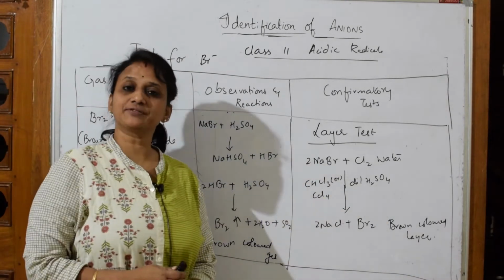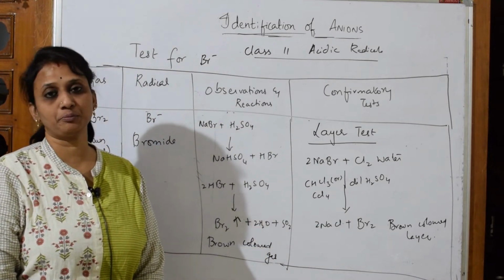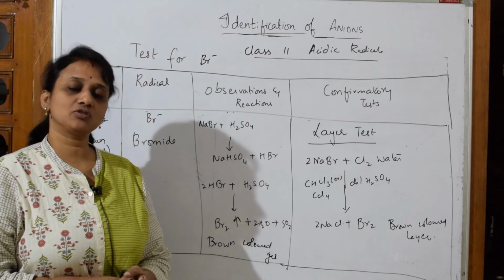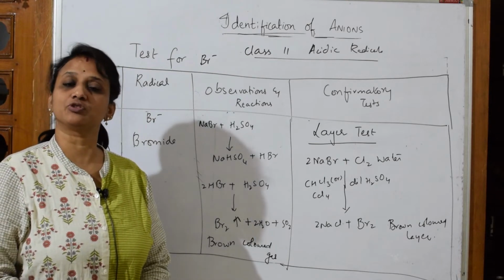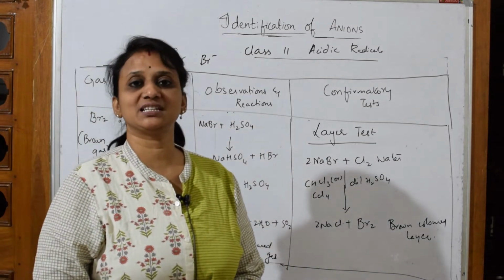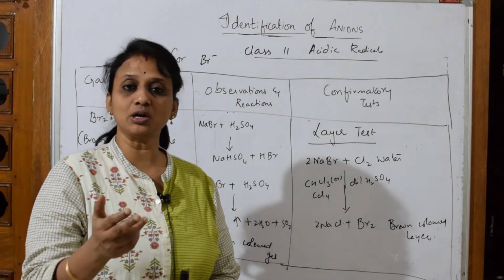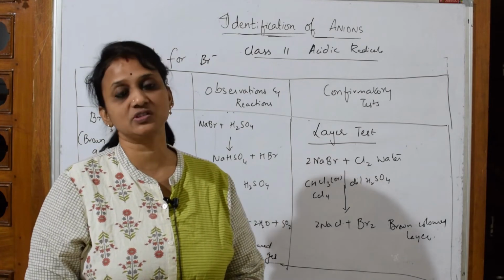Right. So after the analysis of the chloride anion, let's come back and do how to test for bromide anion. These acidic radicals are all going to respond with concentrated sulfuric acid. But remember one thing, whenever you're doing group 2 acidic radicals, you have to first test with dilute sulfuric acid, rule out there is no gas, then only go with concentrated sulfuric acid.